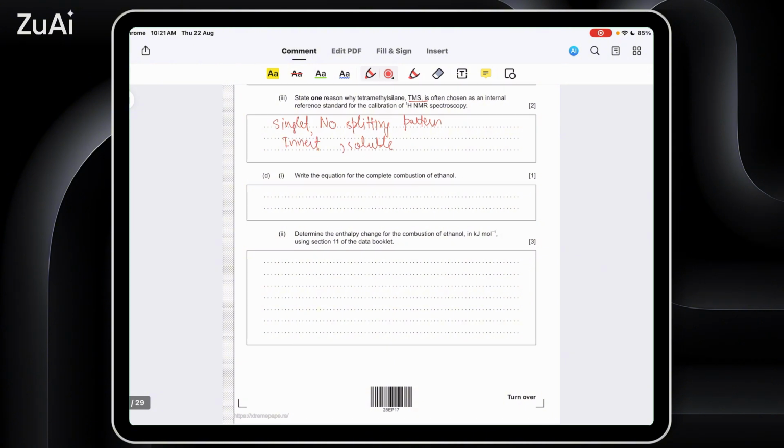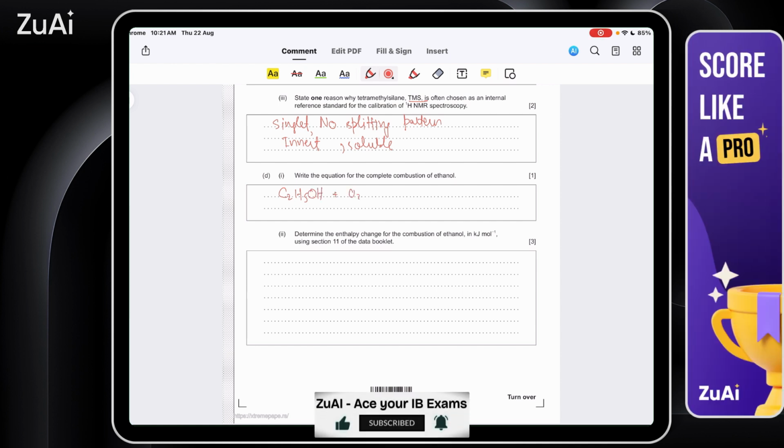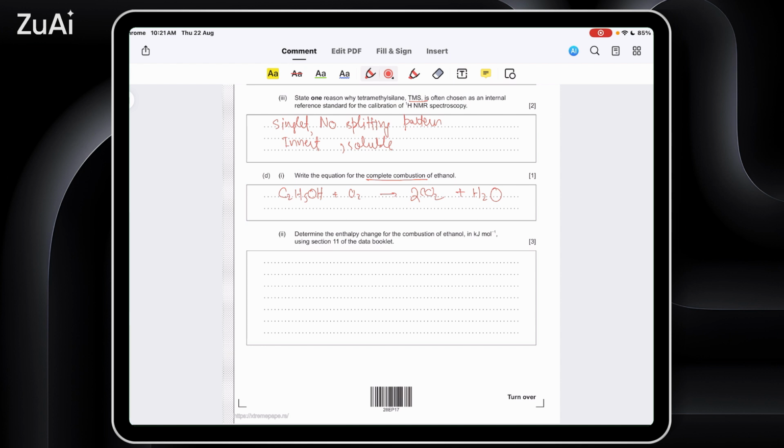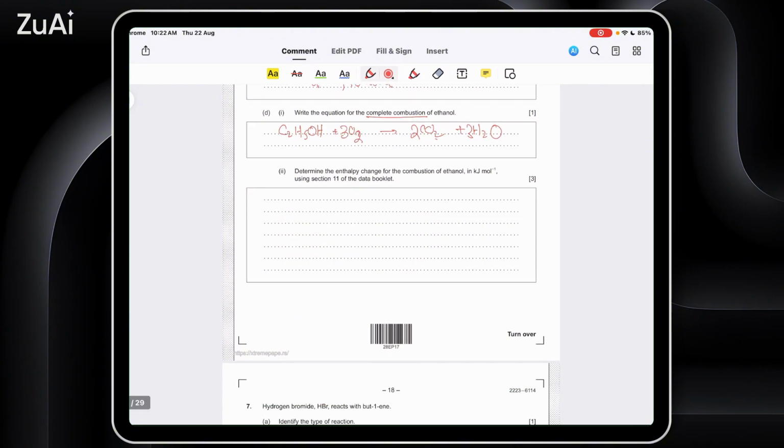Write an equation for complete combustion of ethanol. That's so easy. Ethanol is C2H5OH. When it burns in oxygen, it always forms carbon dioxide because that's a complete combustion, plus water. In order to balance, balance the carbon first, then balance the hydrogen. So 2 to the 4 plus 3, 7. So we have one oxygen already there, so you have to put 3 there.